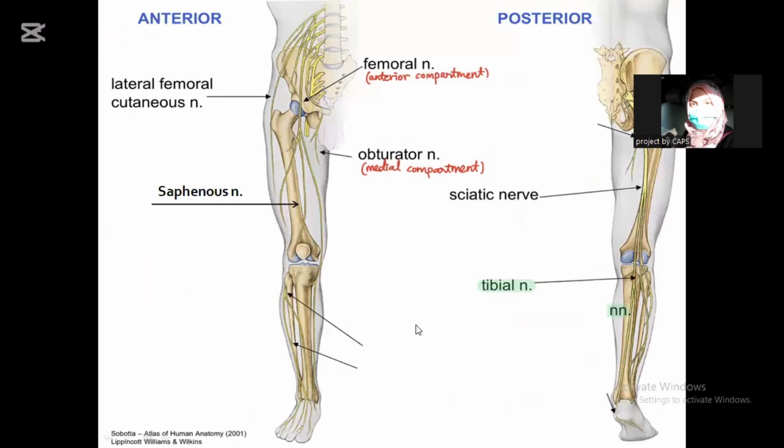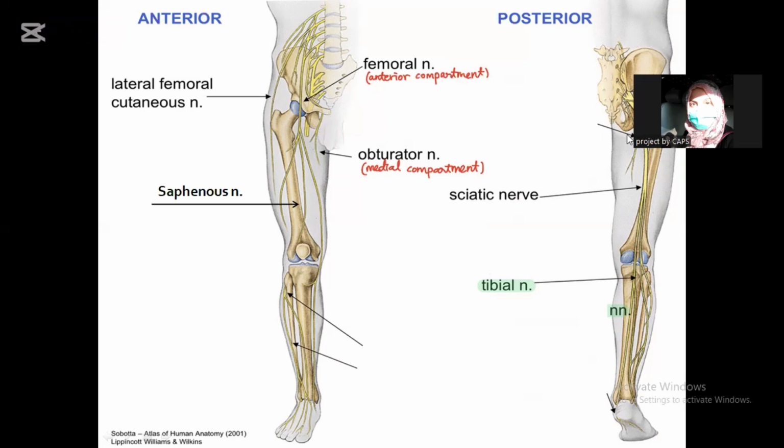So this is a brief summary. Anterior side and posterior side of the leg. The lateral femoral cutaneous nerve, as you can see, is coming out, and it's coursing down to the lateral side of the thigh. The femoral nerve comes down beneath the inguinal ligament, and it supplies the anterior side, and then gives off a branch, the saphenous nerve, which is the cutaneous branch of it, and then it supplies the medial side of the leg. The obturator nerve comes over here on the medial side and supplies the medial side.